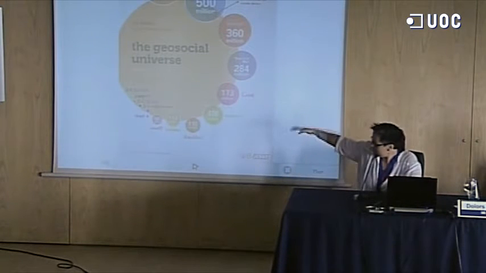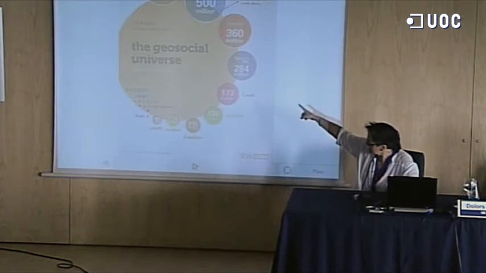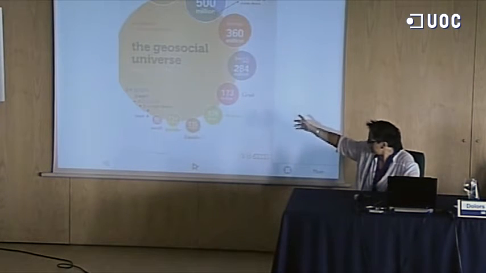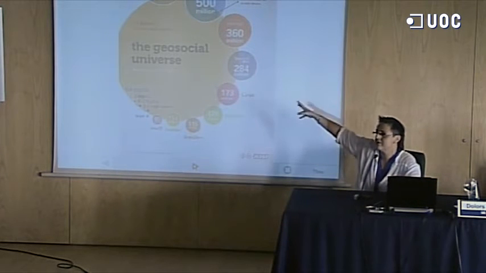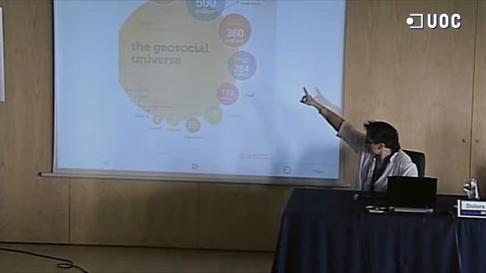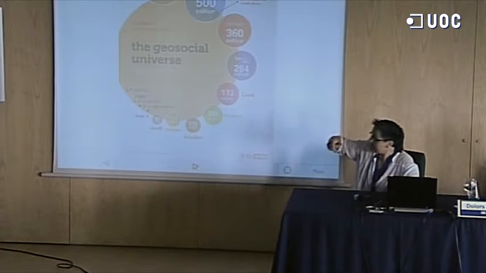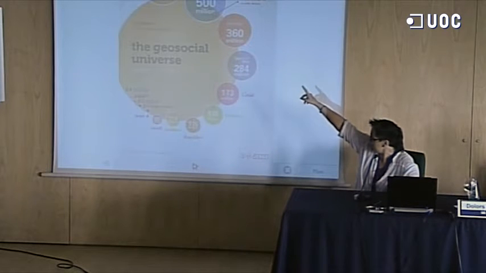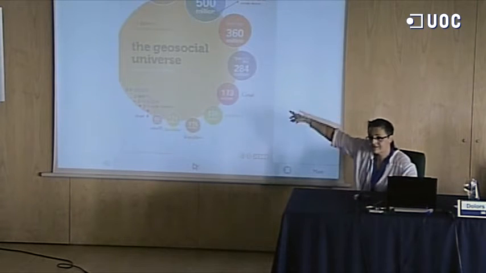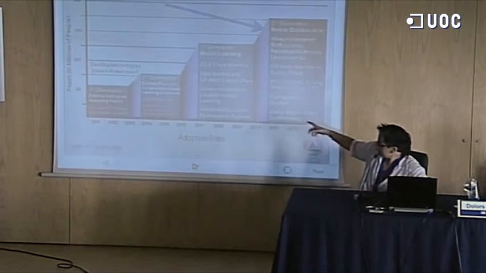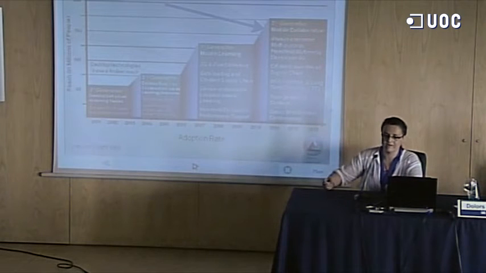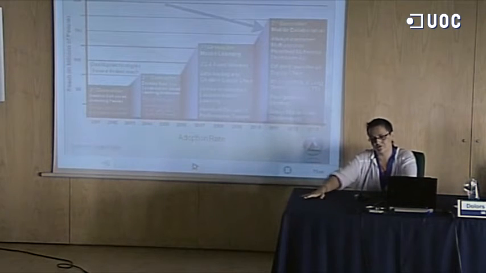This is the mobile geosocial universe. This is the percent of social networks that are already accessed from mobile phones. Facebook has 500 million users, and you see that approximately half are accessing Facebook from their mobile phones. This is an idea of the social related phenomena. And this graphic tells us about the future of mobile social learning.